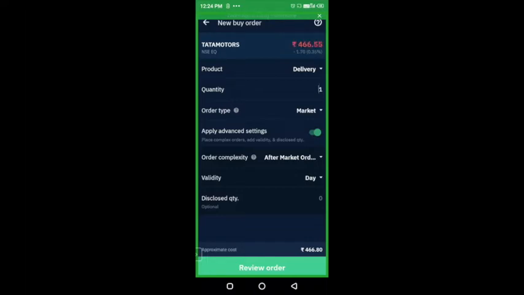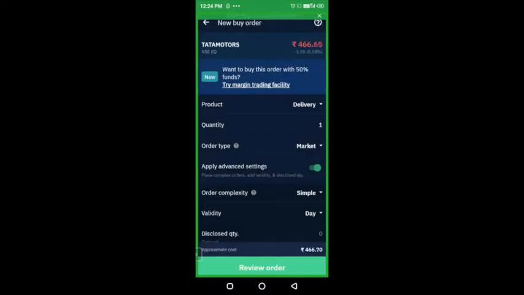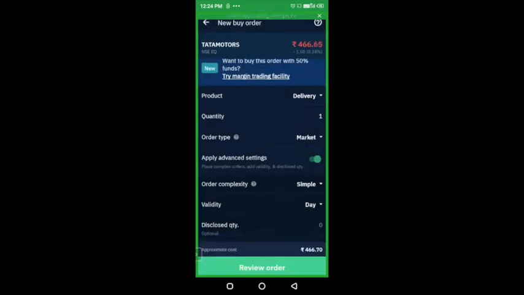For the investment purpose, it is best to buy the shares only at the bargain price, guys. Okay. So after market order, I suggest you guys to avoid. Let's not do that. Simple order is enough. Validity is day, review order. If you click review order, the share will be bought.